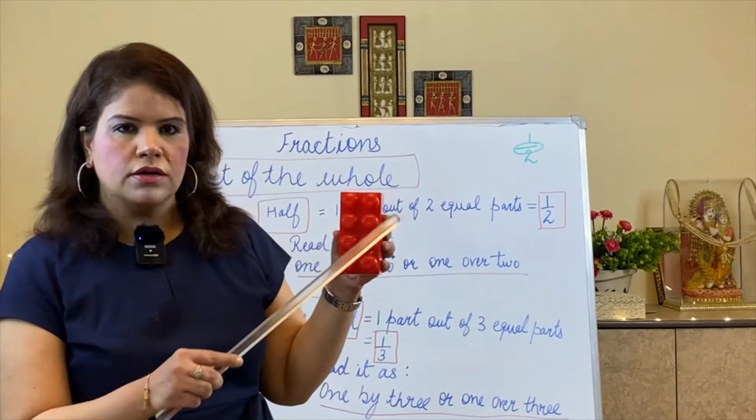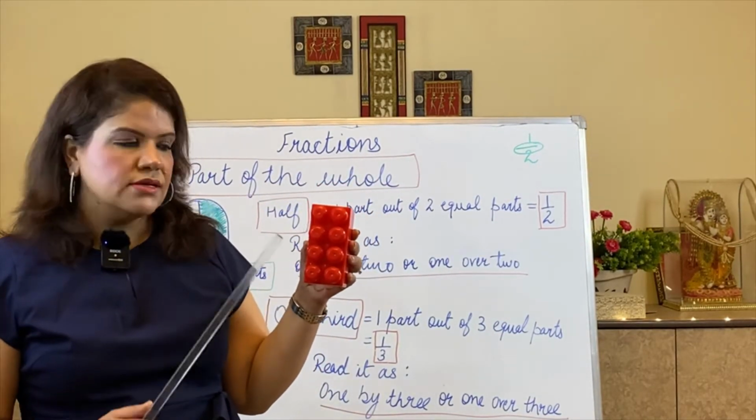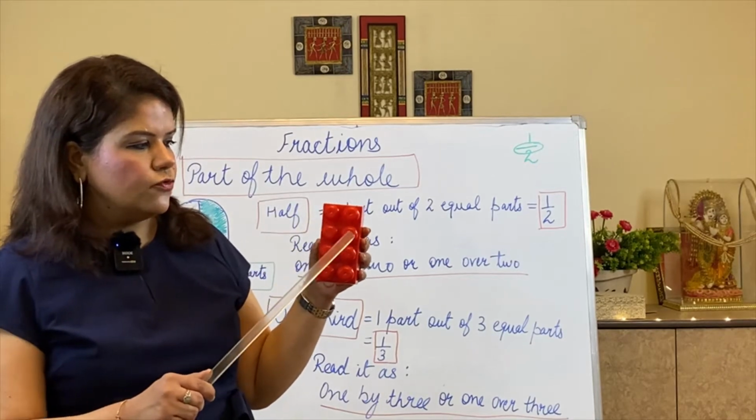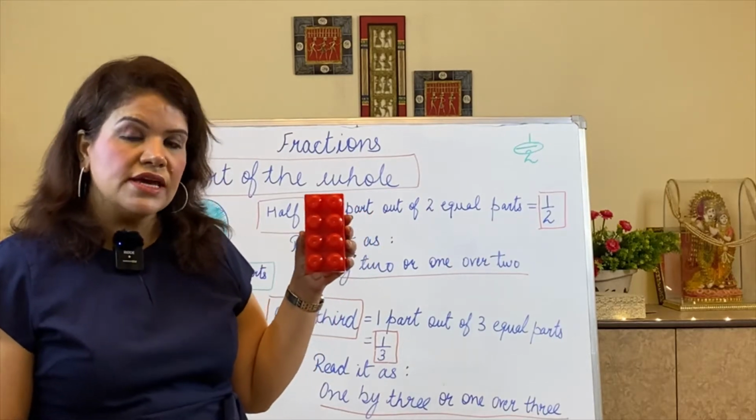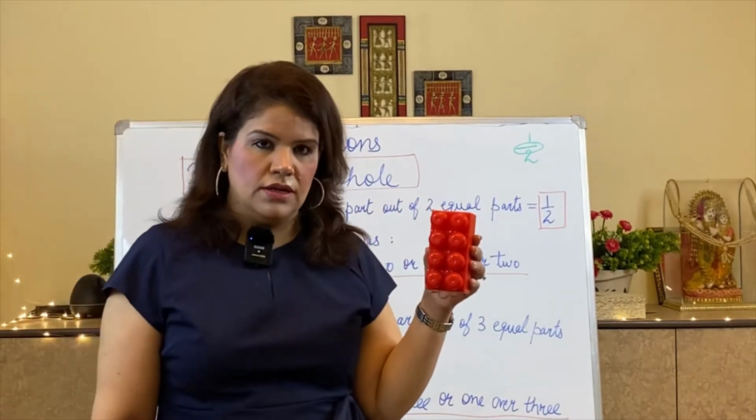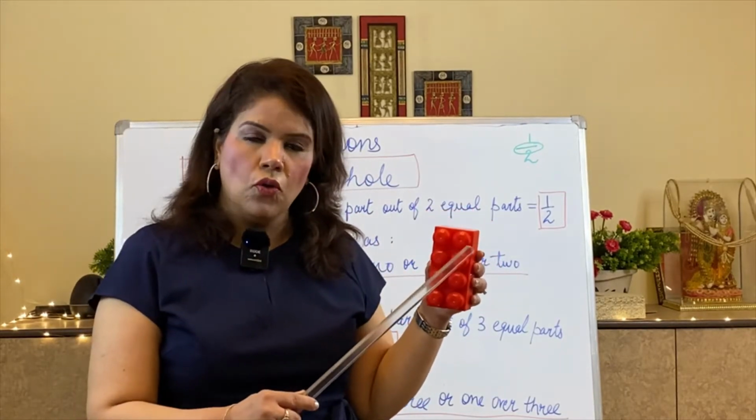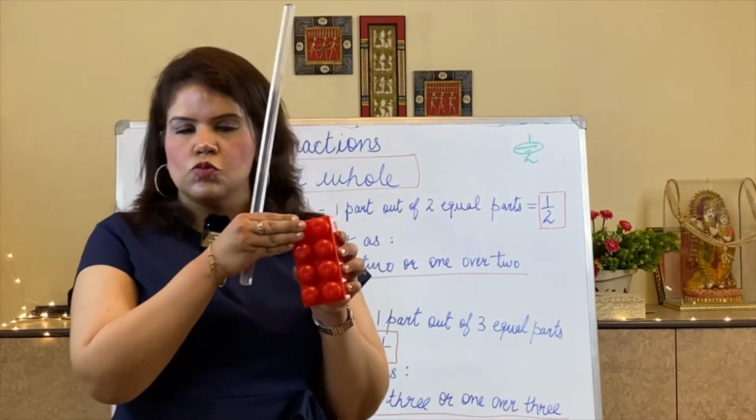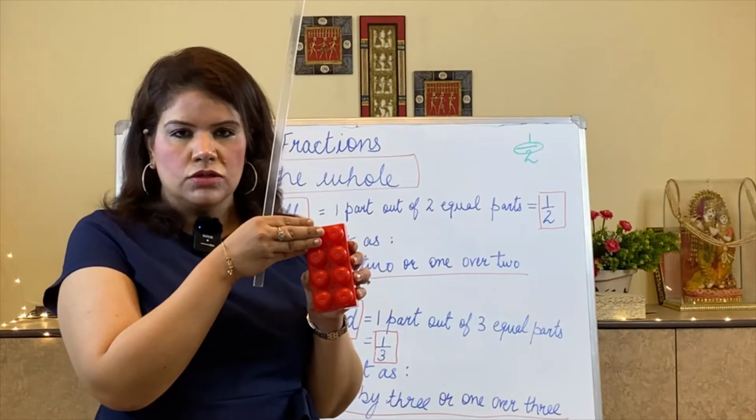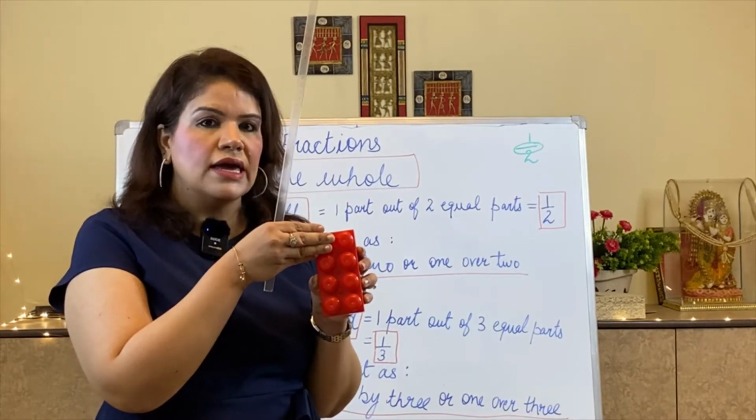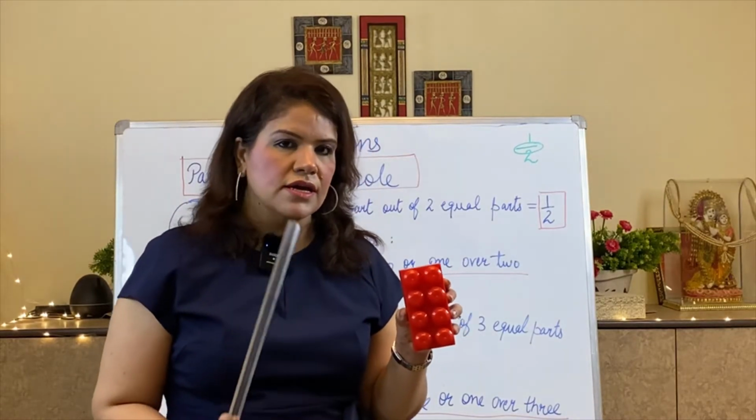This is one block. You can see that this one block has how many parts? 1, 2, 3, 4, 5, 6, 7, 8. There are 8 parts, and these 8 parts are equal. And they all contribute to make this a whole. So if I am taking this one, what am I talking about? 1 by 8. Out of the 8 parts, I am taking only one single part.